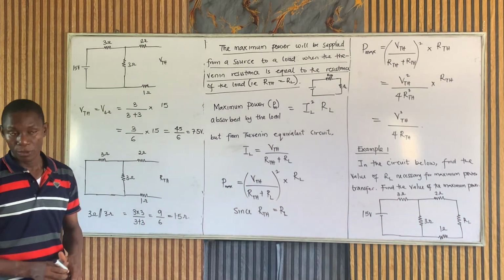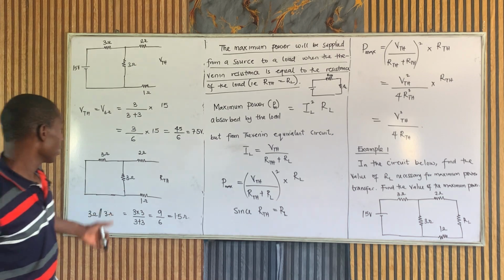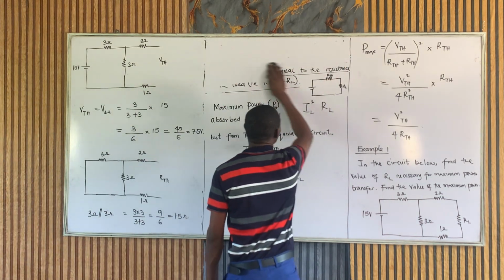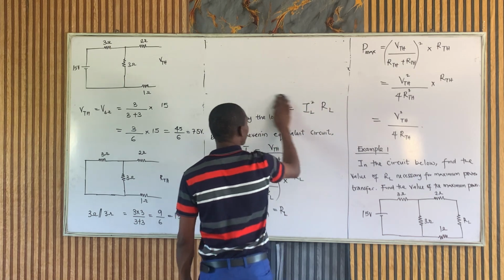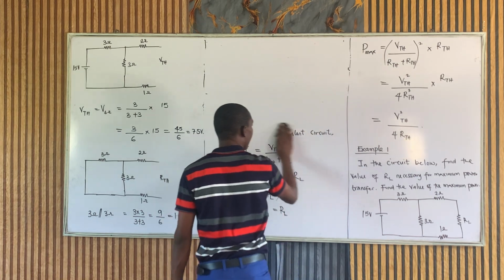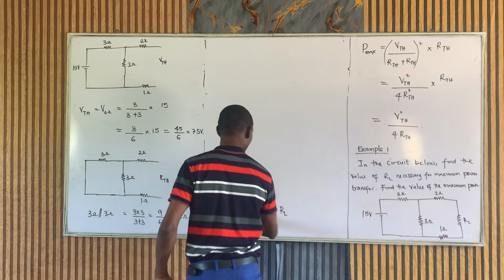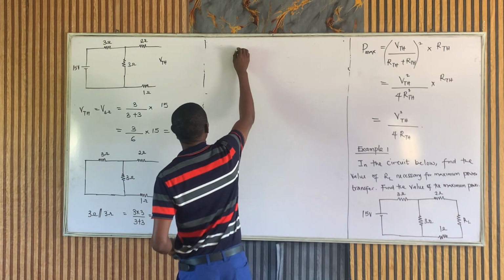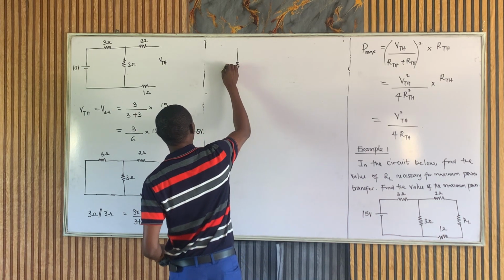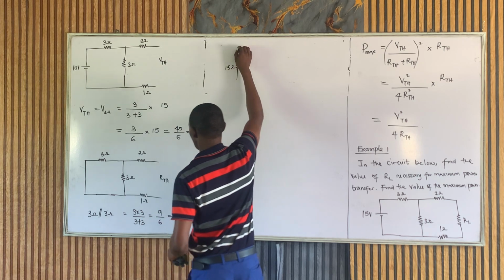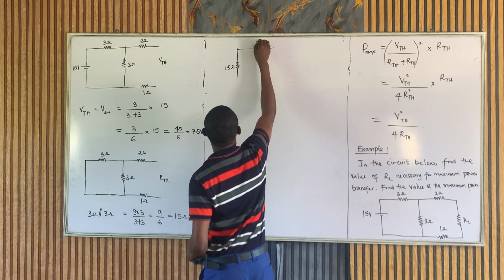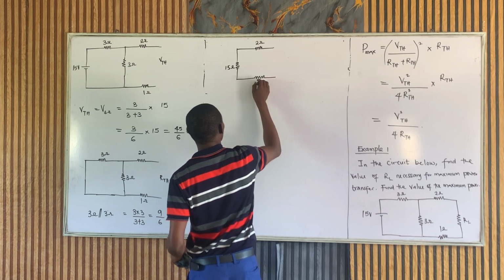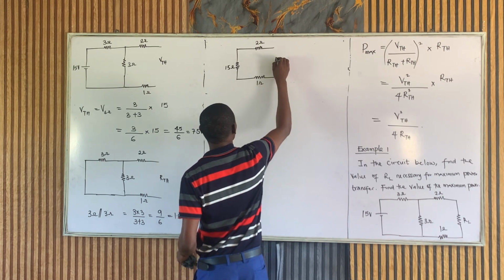And then we go further, I could reduce this circuit. It then looks like this. Okay, so we have now 1.5 ohms, 2 ohms, and then the 1 ohm. And we're still looking for the RTH.